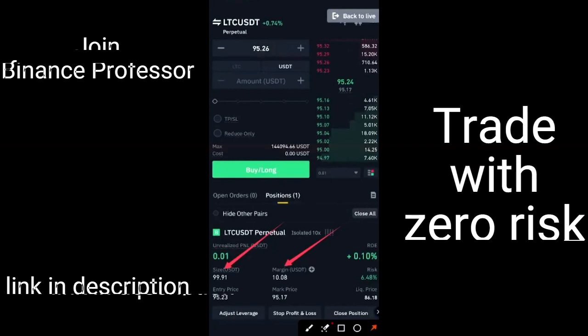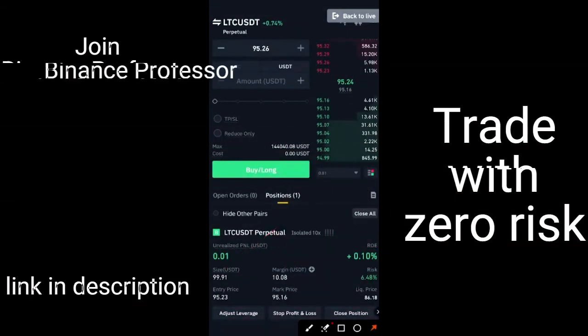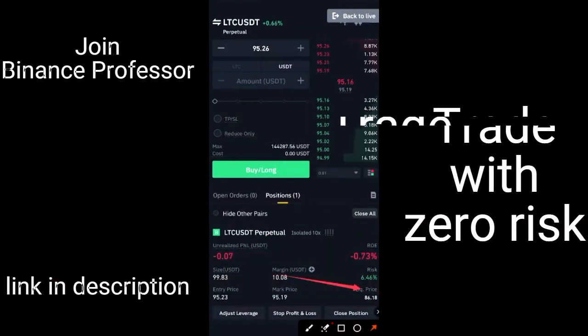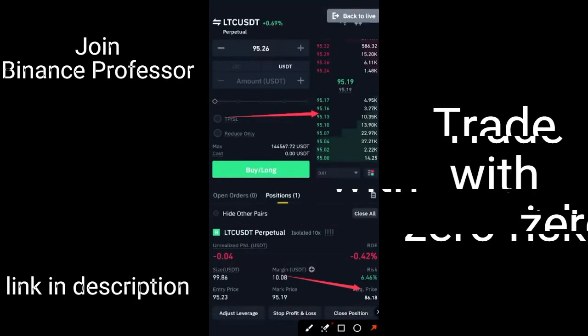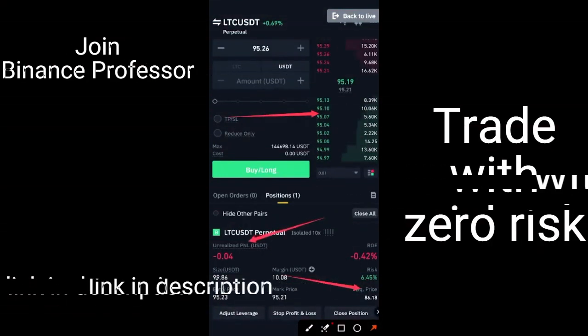Once you've allocated your margin, you can enter your trade as usual. But with Isolated Margin Mode enabled, you won't have to worry about liquidation prices anymore. Even if the price of the asset moves against you, you'll only lose the amount of margin you allocated for the trade. Let's take an example to better understand how Isolated Margin Mode works.